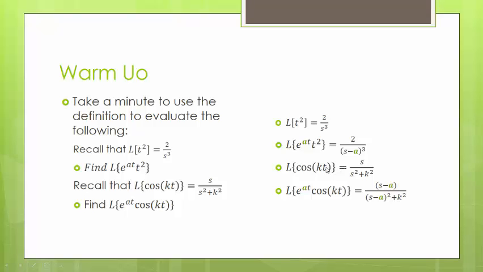Now, look at the similarities between these two. Cosine of kt would have been this, and e to the at cosine of kt is that function, F of s, the Laplace transform of that function, composed with the function s minus a. So we actually had that same pattern between both of those, and we could certainly do more of these. Where I'm going with this is we're actually going to look at a couple of translation theorems that appear in 7.3 that could help you when evaluating your differential equations using Laplace transforms.